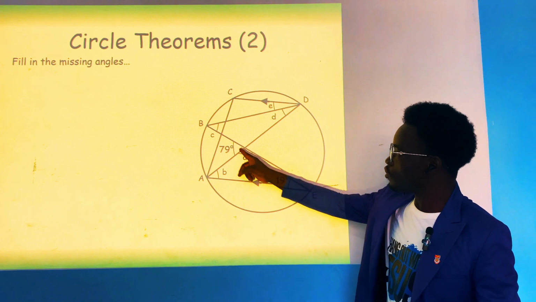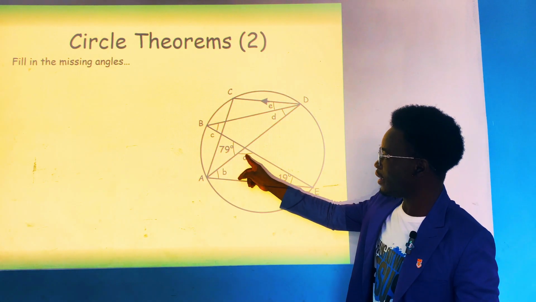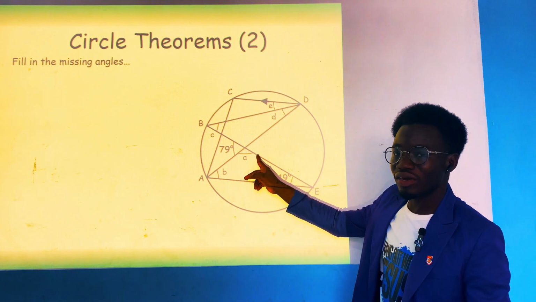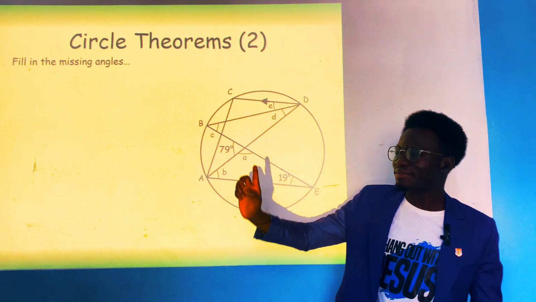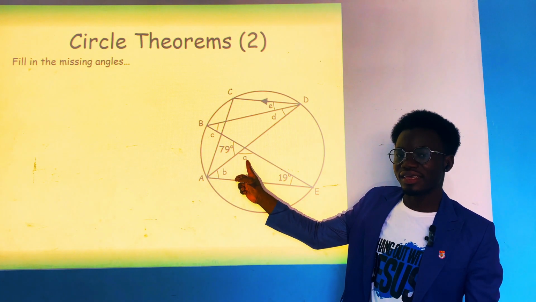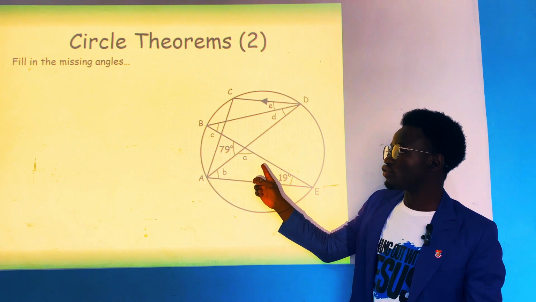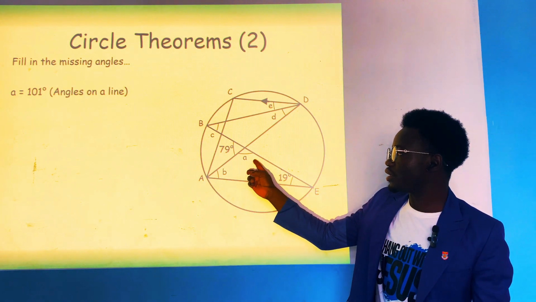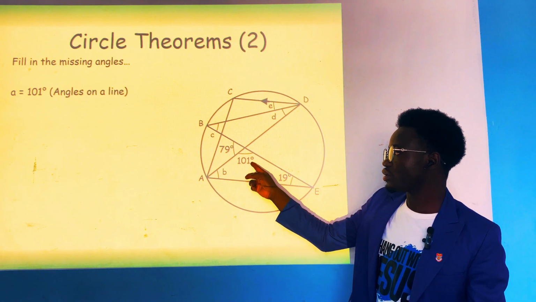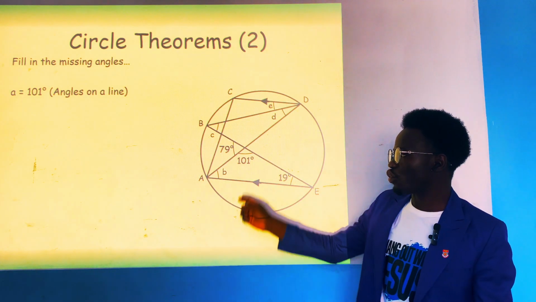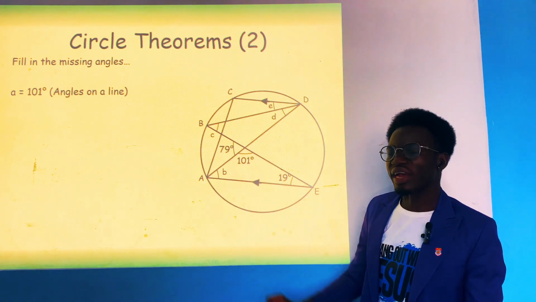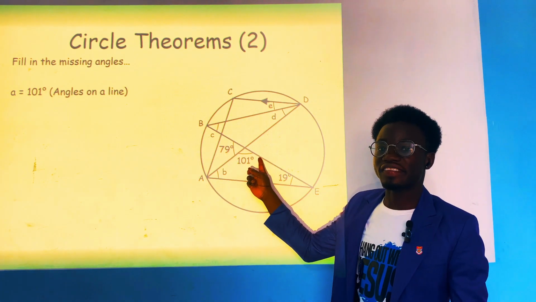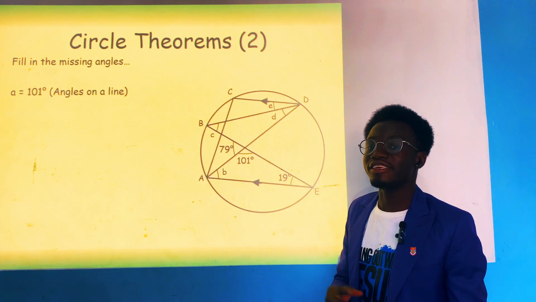Alright, so you can see that this angle here, A, is on a straight line with a 79 degree. And we said the angle on a straight line sums up to 180 degrees. So I can add 79 plus A and equate it to 180. So it means that A is equal to 101 degrees. Because when I sum this, I'll get 180 degrees. So when you find A, when you add this and you don't get 180 degrees, it means you are wrong. You check your answer. Because angles on a straight line must sum up to 180 degrees.